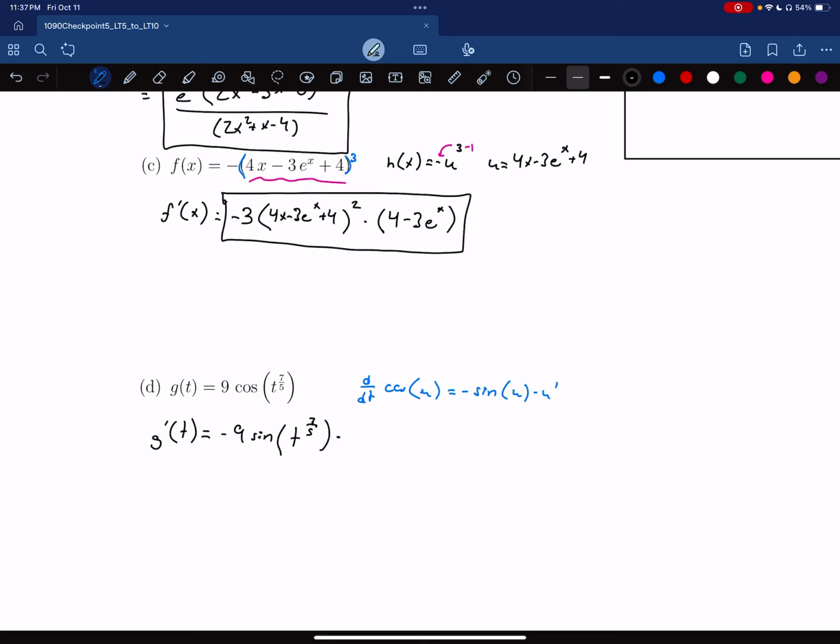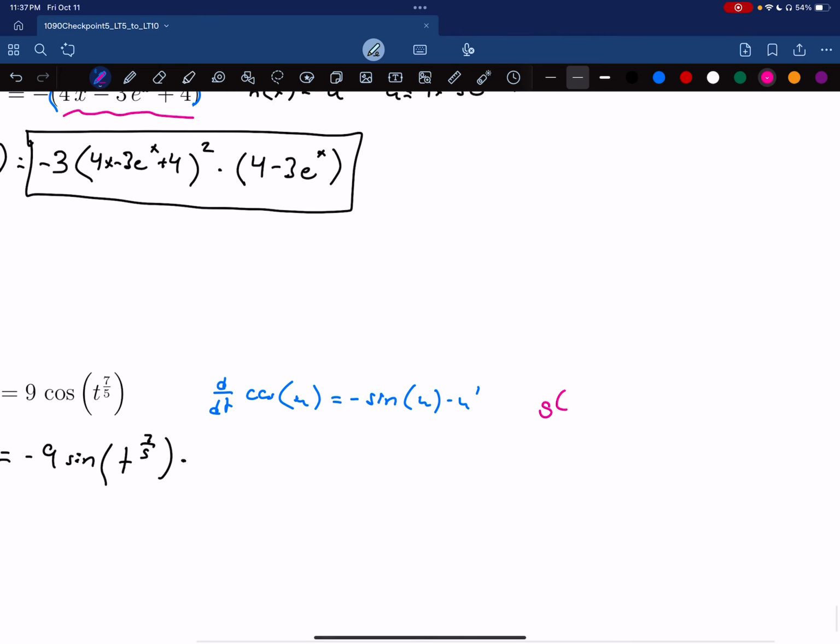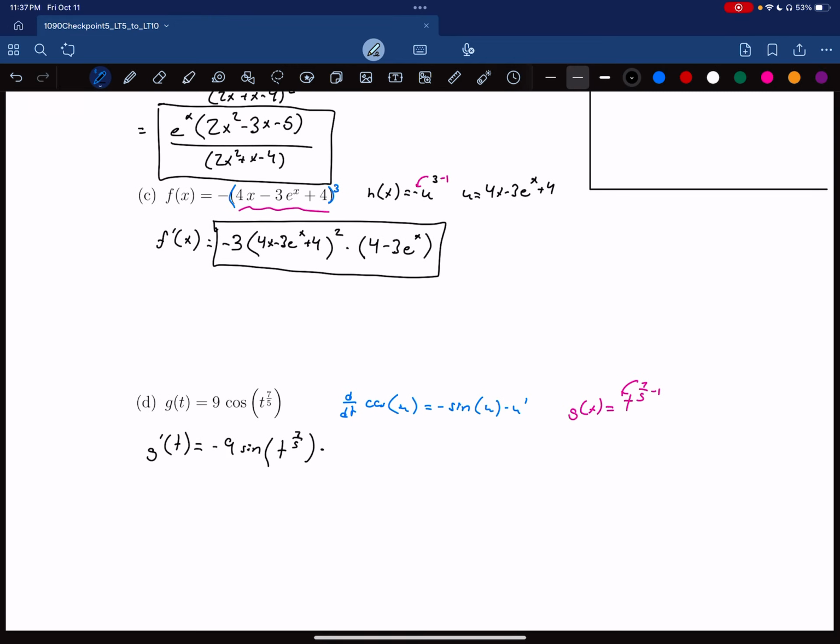Now though, we need to consider the derivative of the inside function, which is, what was I calling it earlier? I was calling it g of x, or u in this case, t to the 7/5. And that's power rule, that goes in front, and I subtract 1. So we're multiplying by 7/5 t, and then 7/5 minus 1 is 2/5. So that is our derivative there.